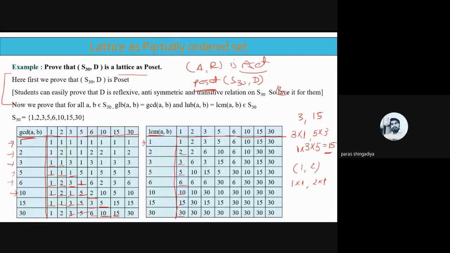And now change the number, consider 2 and make pairs: 2 with 2, 2 with 3, 5, 6, 10, 15, 30. So what will be the LCM of 2 with 2? That is 2 itself. Okay. Now the LCM of 2 and 3. Here the GCD becomes 1, but what is the LCM of 2 and 3? The factor of 2 is 2 into 1 and the factor of 3 is 3 into 1.